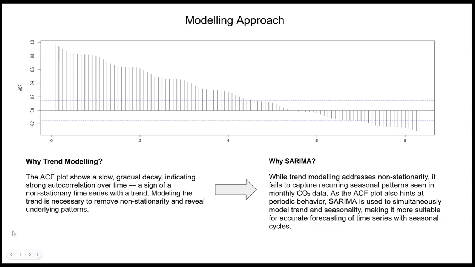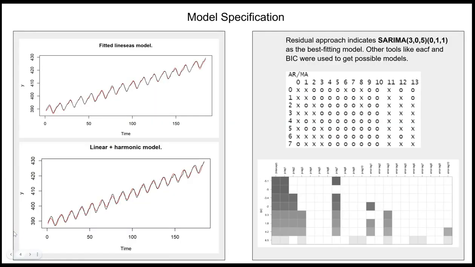Now with the modeling approach, the trend modeling was necessary due to the non-stationary nature of the data. This was confirmed by the ACF plot, which shows a slow decay in autocorrelations. However, trend modeling alone was not sufficient. It doesn't capture autocorrelation, which is clearly present in the data. Therefore, we opted for a SARIMA model, which allows us to model both trend and seasonality in a single framework.